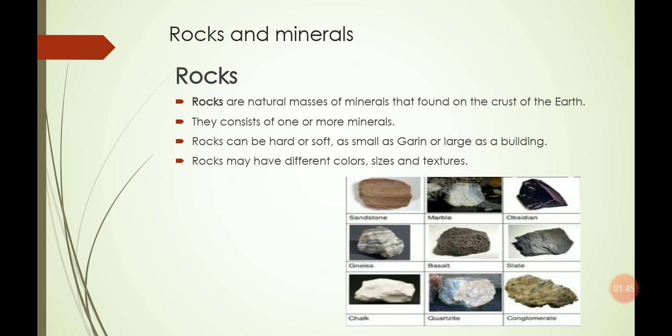Means what? The rocks are the natural masses. What is the meaning of mass? That which occupies space. So those masses of mineral that are found on earth are known as rocks. And also the qualities of the rocks: they consist of one or more minerals, as well as rocks can be hard or soft, and can be as small as a grain or as large as a building. And also rocks have different color, size and texture.